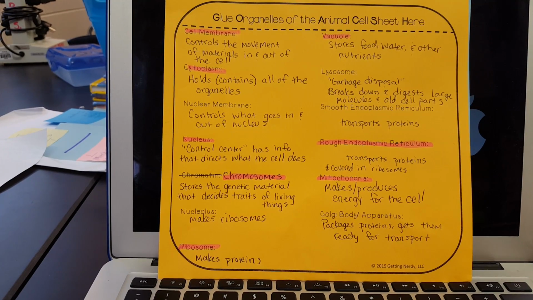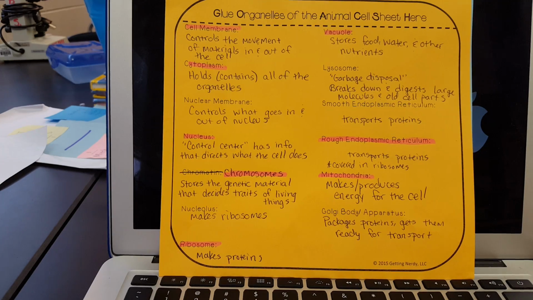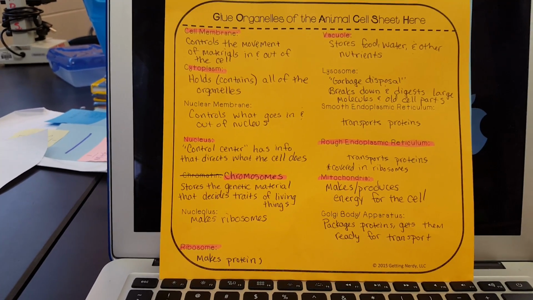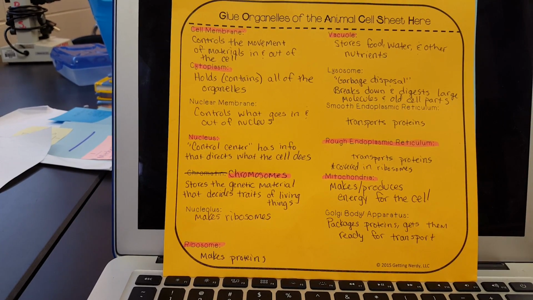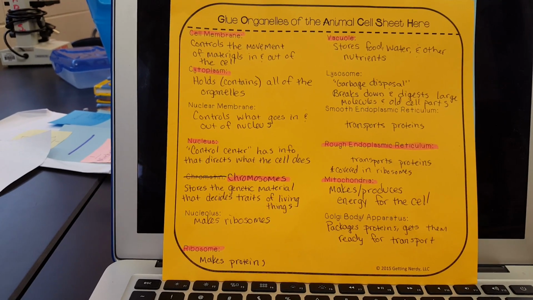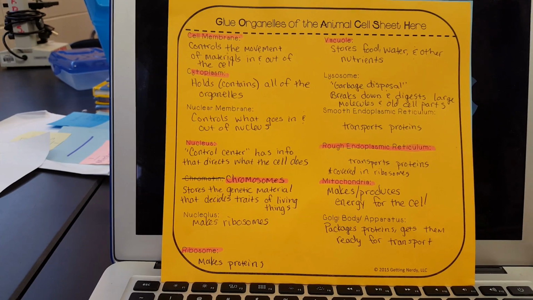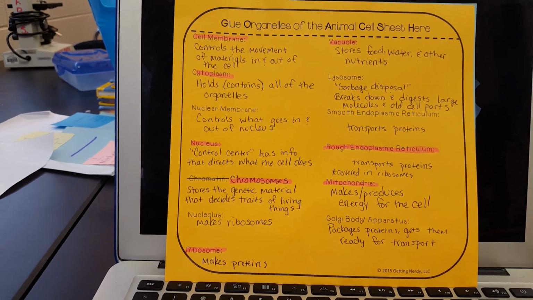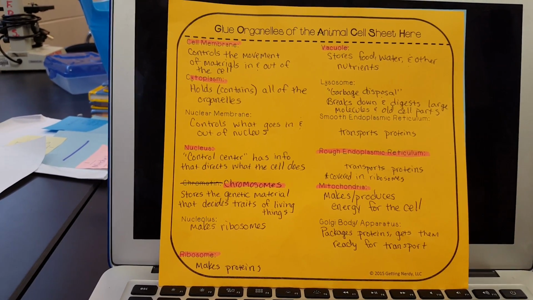The endoplasmic reticulums can be smooth or rough. And basically, for our purpose, we need to know that they transport proteins. They do some other things with proteins too, but as long as you know the gist of that in terms of protein transportation, you'll be fine. And the rough endoplasmic reticulum is covered in ribosomes. Mitochondria makes energy for the cell, and then the Golgi body, or sometimes the Golgi apparatus as it's called, packages up those proteins and gets them ready to be transported.